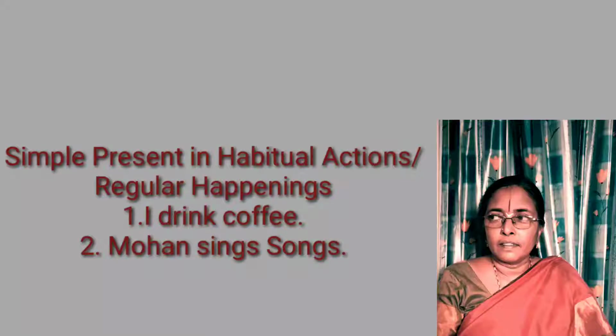Come to the second sentence. Mohan sings songs. Here also we have 3 words. Mohan is subject, sings is verb, songs is object. Here the word Mohan is proper noun. And here we are talking about one person. So we have to add S to the verb. This is what is known as agreement of subject with verb. We will learn it in detail. And then songs, of course it is in plural form. We need not bother about object, but we have to see only subject and its agreement of verb with subject.